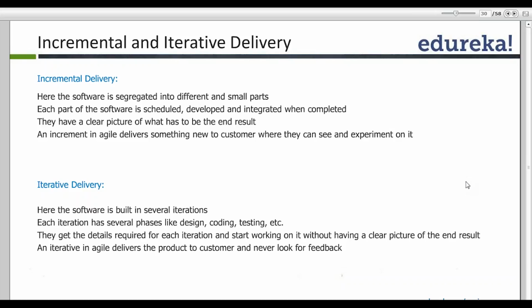For example, at the end of iteration 4, I might say that when a customer wants to withdraw money, I give him an option of the denomination of the currency notes. So let's say if I want to withdraw $100, whether I want $10 bills or $5 bills or $2 bills. That is the next iteration, right? So iterative contributes to incremental. That's absolutely right. Correct.